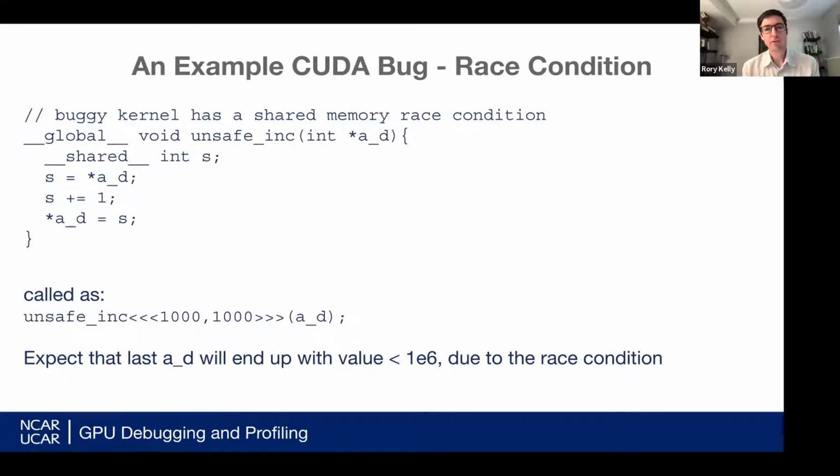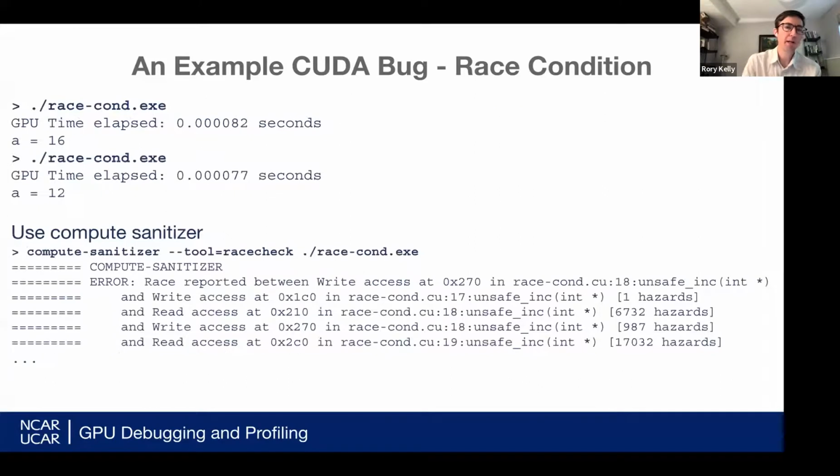So if we called this kernel on 1,000 blocks with 1,000 threads each, if there was no race condition, we would expect this value to get incremented 1,000,000 times. Since we suspect there will be a race condition, it will probably get a final value much less than 1,000,000. And here I'm running it a couple of times, and you can see its value is 16 one time and 12 the other time, meaning we definitely had some races going on. And you can tell that the answer is variable: from one run to the next, you'll get a different answer. So, classic race condition symptoms.